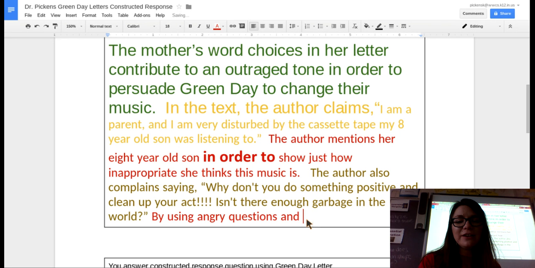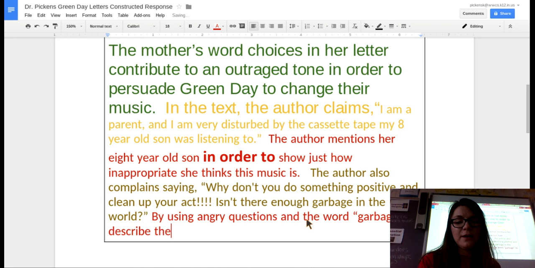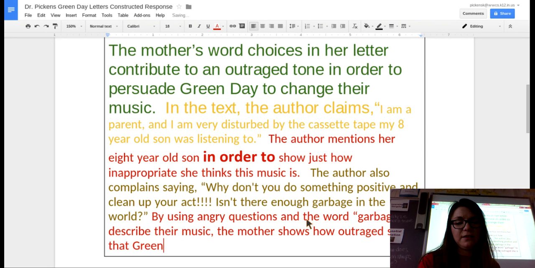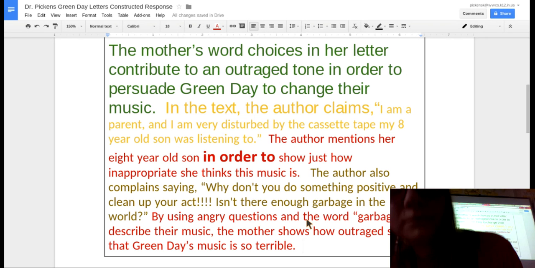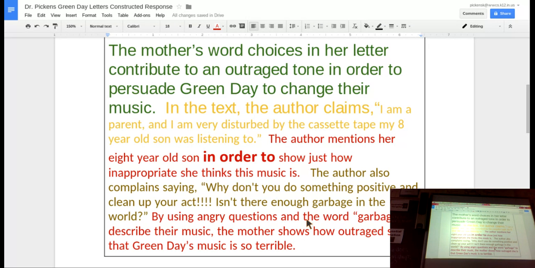By using angry questions and the word garbage to describe their music, the mother shows how outraged she is that Green Day's music is so terrible. Okay, again, I'm explaining specifically what she's doing to make that tone. Okay, and that's my constructed response.